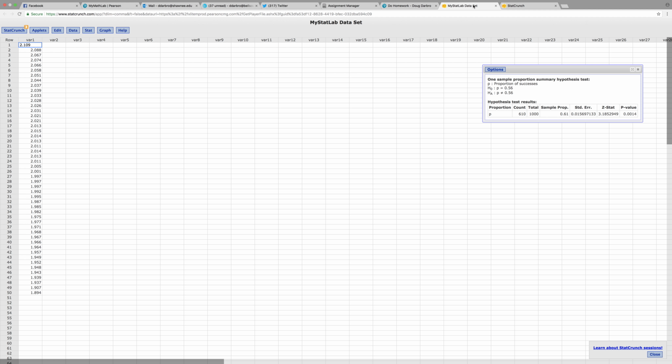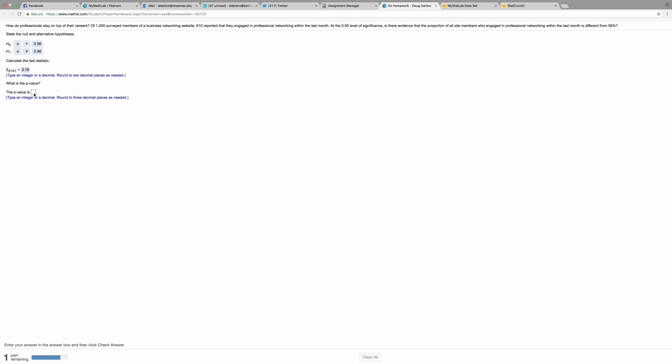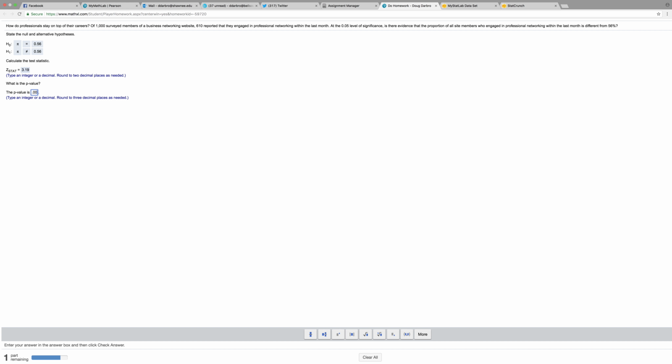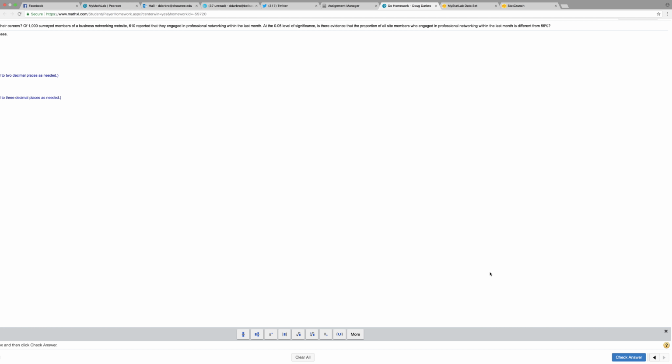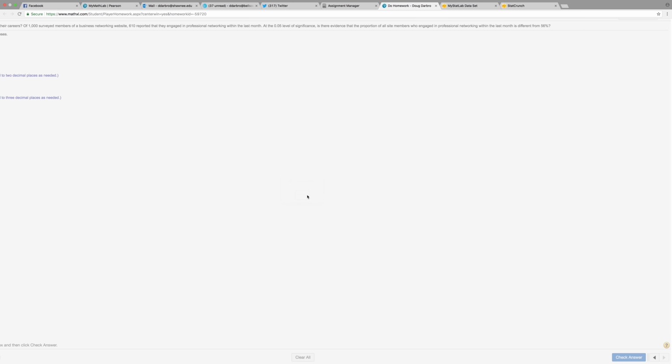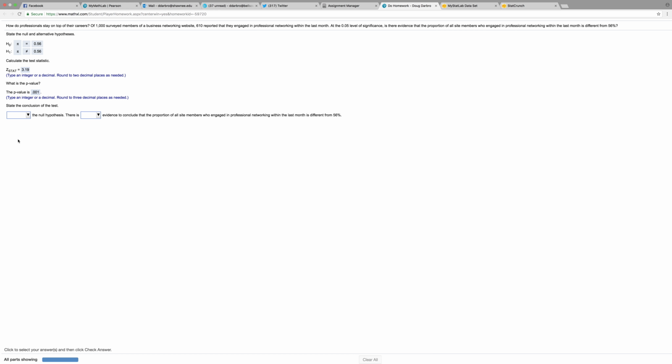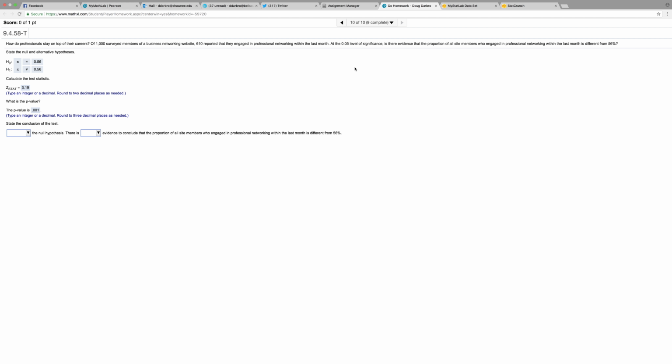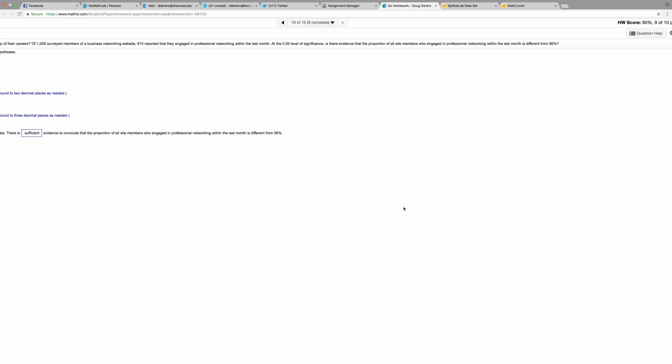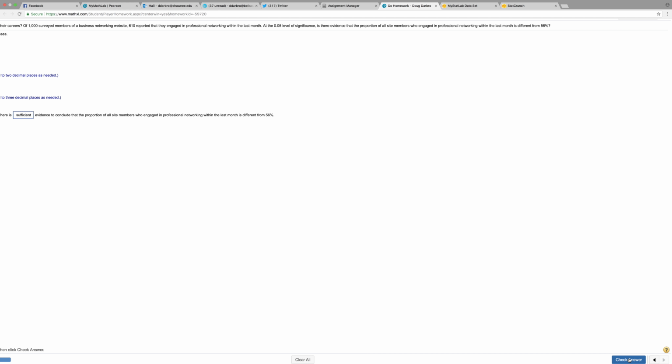The p-value is 0.0014. This time it wants us to go to 3 places. That's funny. I'm just annoyed by this. State the conclusion. Well, guys, our p-value is definitely less than our 0.05 level of significance, so we're going to reject the null. So there is sufficient evidence to support that the percentage is different than 56.